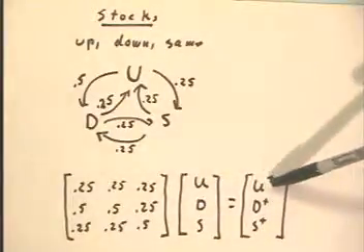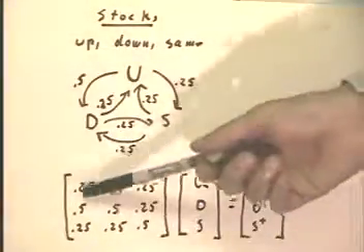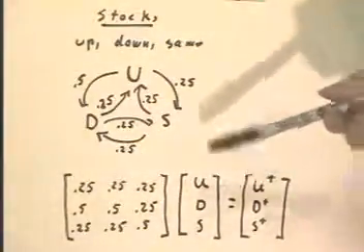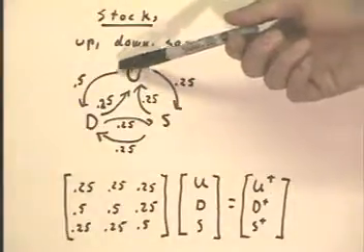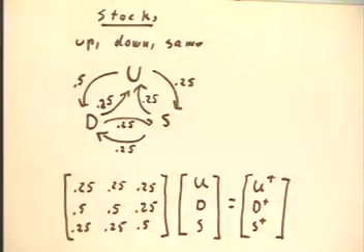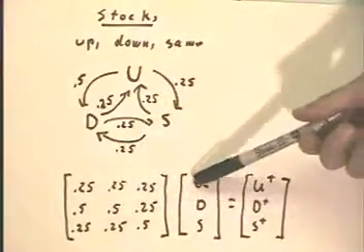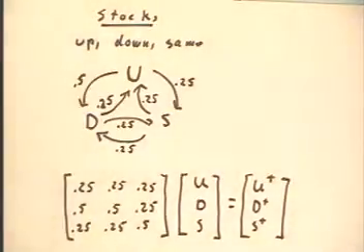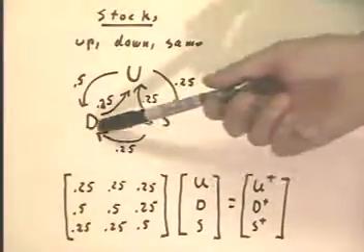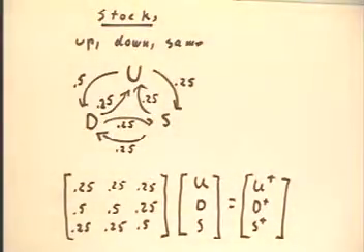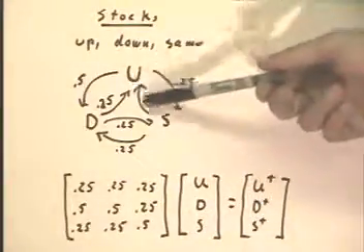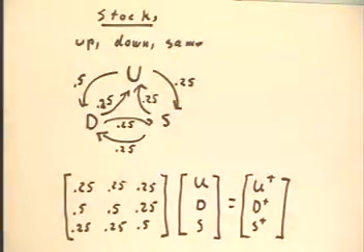Okay, to get the number of up tomorrow, you take the 25% probability that an up remains up. Remember, that was from the fact that a 50% probability the up goes down and 25% that it stays the same leaves us a 25% probability the up will contribute to up. And the 25% probability that a down goes up, and a 25% probability that a same goes up.